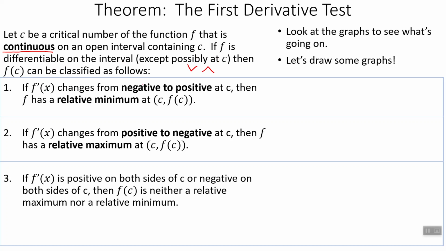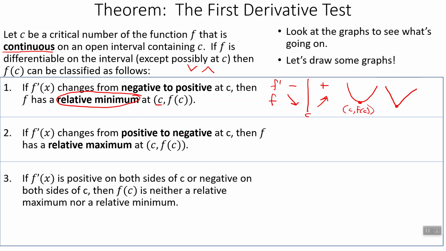So if f prime changes from negative to positive at C, so we've got f prime, we're negative on one side, positive on the other side, that means f would be decreasing and then increasing. So if we go from decreasing to increasing, the function is going to look like that, or maybe it could look like that. But either way, this is going to be a relative minimum at the value there. So this was C. All right, and usually when we say relative minimum, we say a point. So we would plug it into the original function, we get f of C as our point.